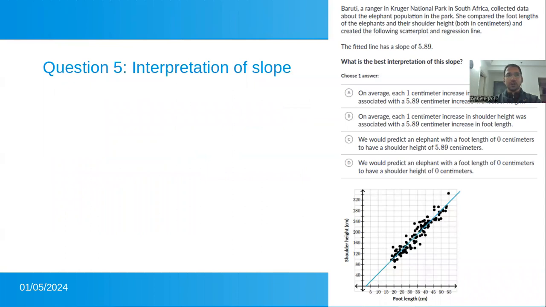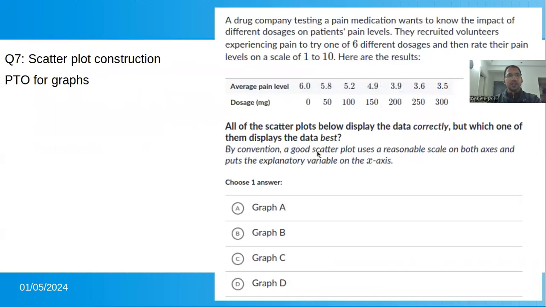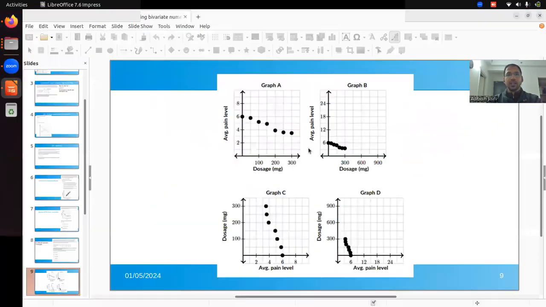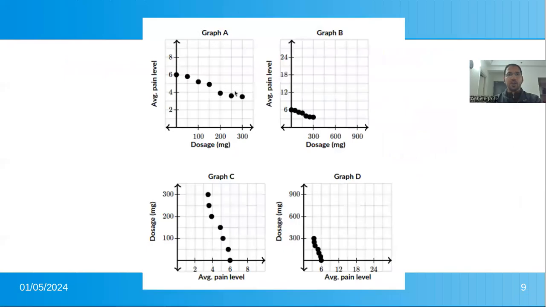This question is on interpretation of slope, whether you know what it means if the slope is 5.89 in the equation of the regression line. What does that slope of 5.89 mean? This question is about nonlinear association. This question is on scatter plot construction. Basically, you have to tell which scatter plot reflects the data best.